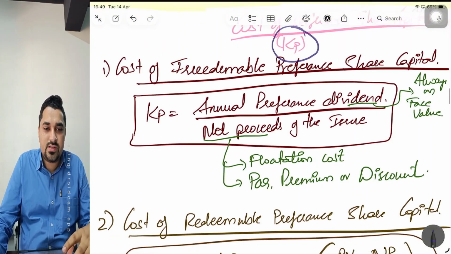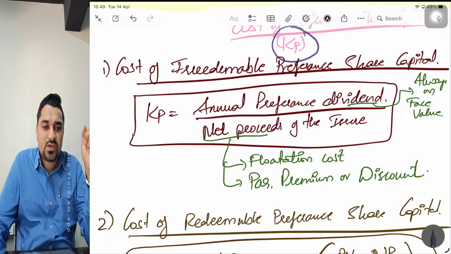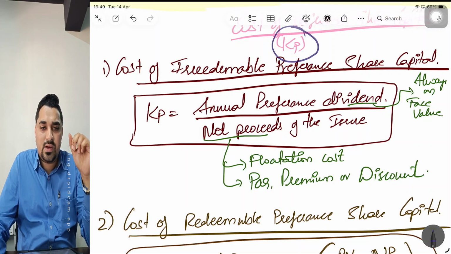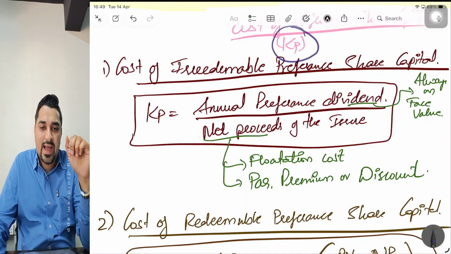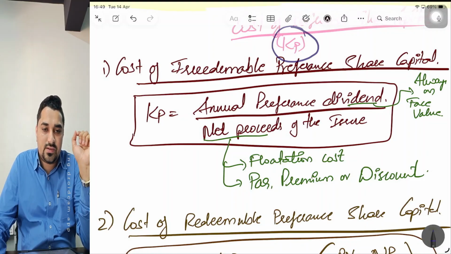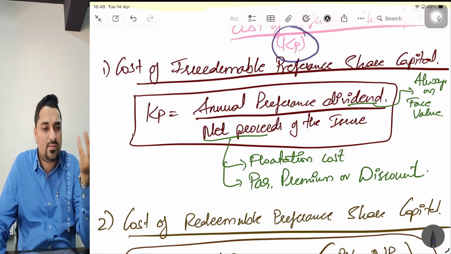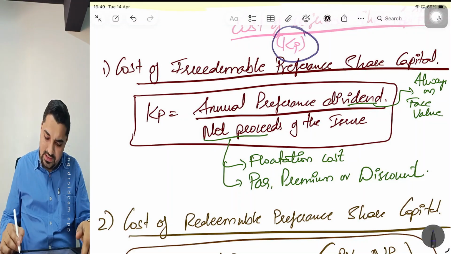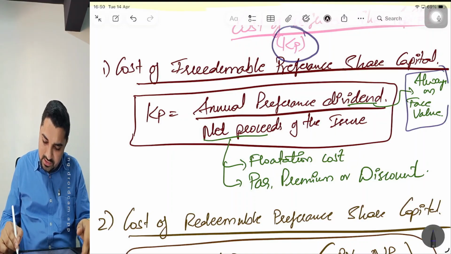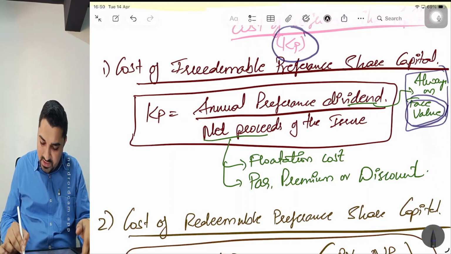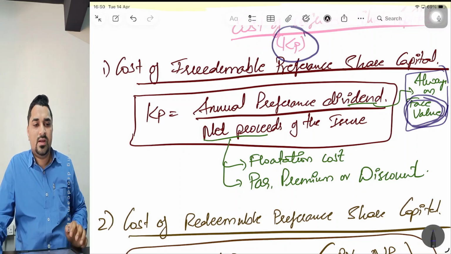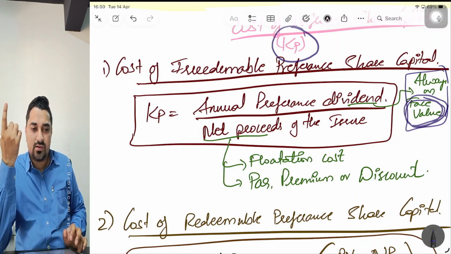Again, there are only two situations: cost of irredeemable preferential capital and cost of redeemable preferential capital. So how do you calculate cost of irredeemable preferential capital? Formula is KP equal to annual preference dividend divided by net proceeds of the issue. Again, your expectation will be my cost. What is the expectation of a preference shareholder? Obviously, preference dividend. One thing you need to remember: preference dividend is always paid as a percentage of face value, like interest is also a percentage of face value.